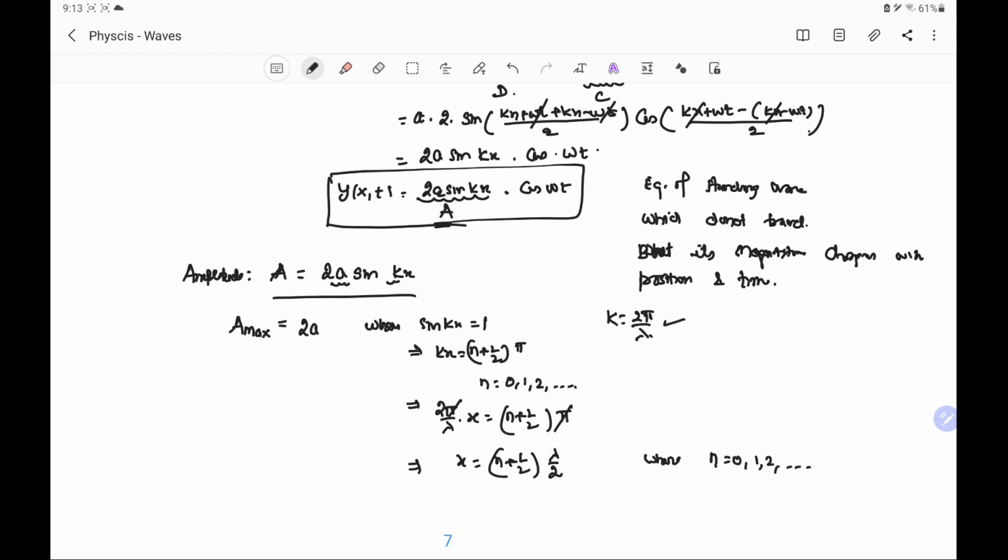These points of maximum amplitude are known as antinodes, and the distance between two successive antinodes will be, if we first put n equal to 0, then it is lambda by 4, and if we put n equal to 1, it will be 3 lambda by 4, and if we take the difference, we will get the distance as lambda by 2.